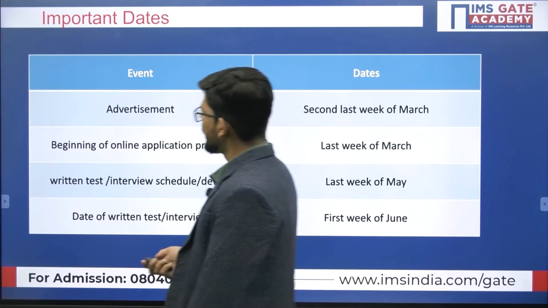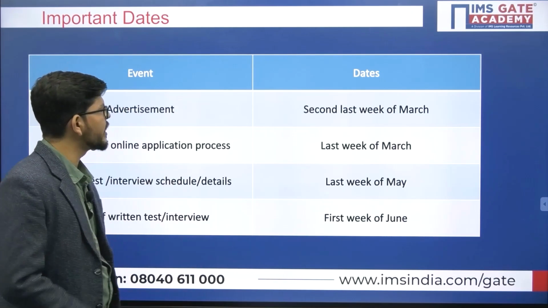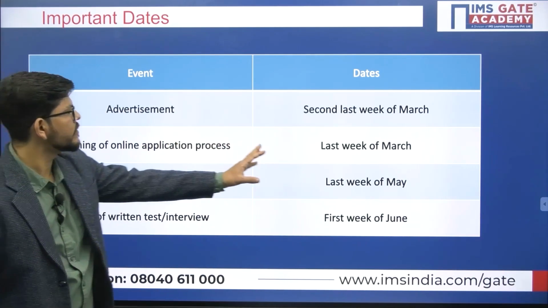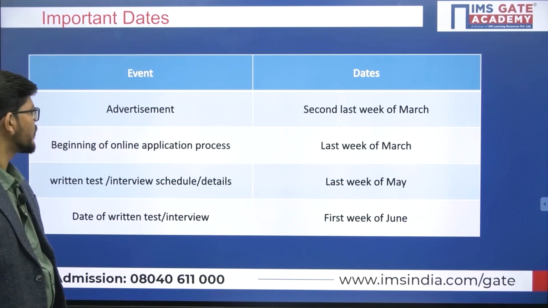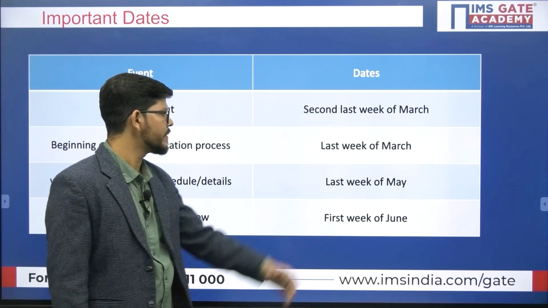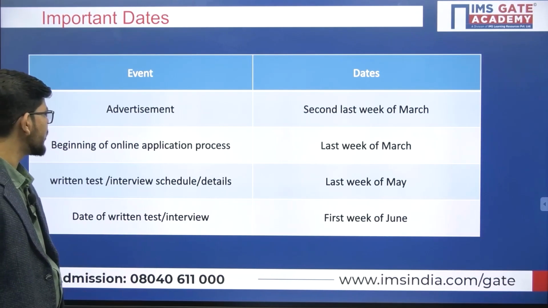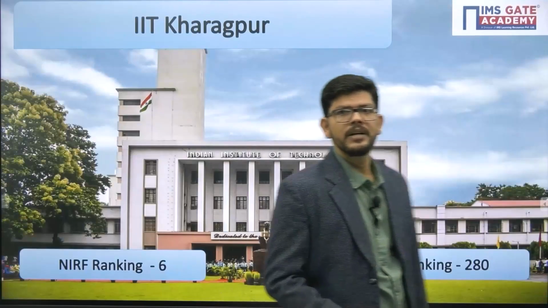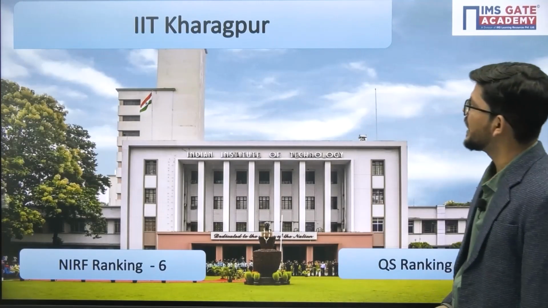Now looking into the important dates, the advertisement will begin in the second last week of March. Then the beginning of the online process will take place in the last week of March. The written test or interview schedule will be released in the last week of May. Then finally the date of the written test will be the first week of June. Now coming to the next, IIT Kharagpur.